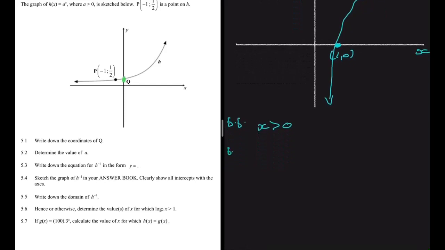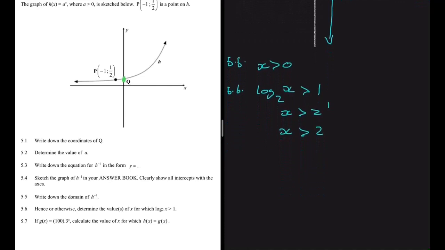And then 5.6. 5.6 is saying that hence or otherwise determine the values of x for which log of x base 2 is greater than 1. You can use the graph to determine that, but we're just going to do it algebraically, right? So we're going to have log of x base 2 being greater than 1. That's what we need, right? So if we solve this, we get x being greater than 2 to the power of 1. So x is greater than 2, right? So when x is greater than 2, log of x base 2 will be greater than 1, right? That's our answer for 5.6.